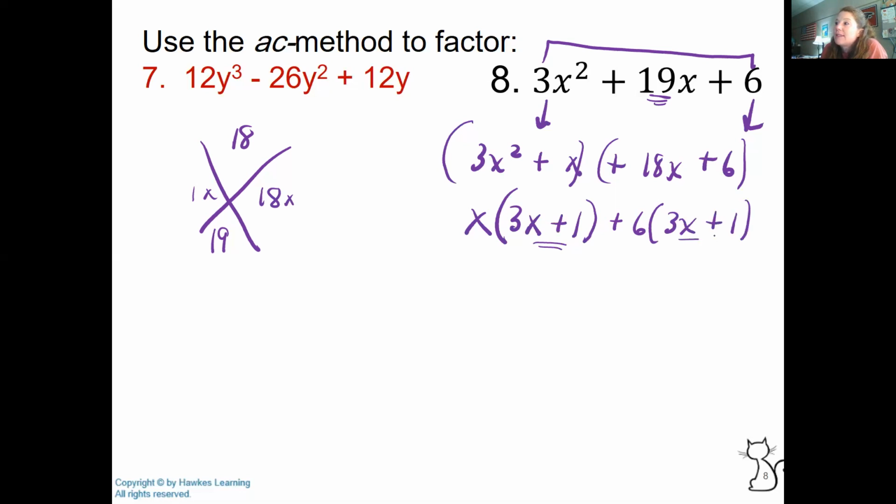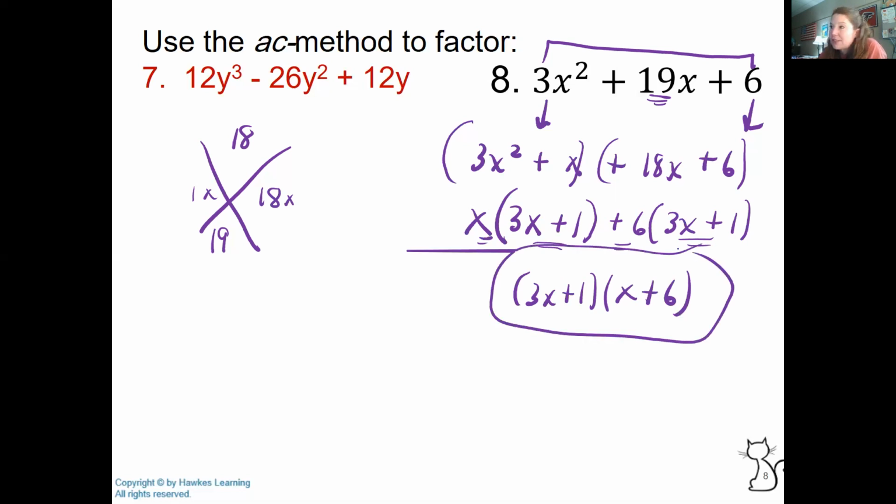And then what happened? These match perfectly. So one of our factors is 3x plus 1. Our other factor is these two put together, x plus 6. And we just factored it. That's the final answer.